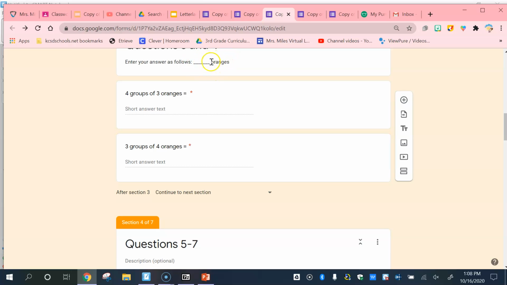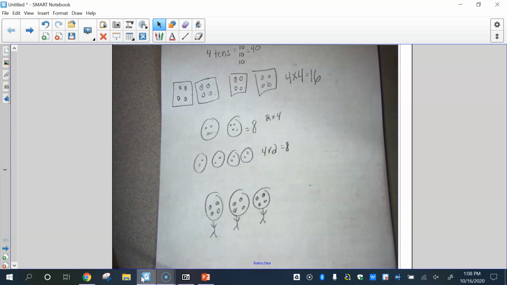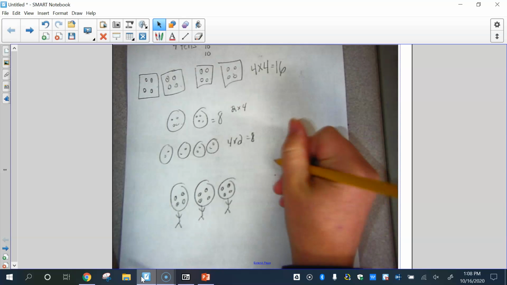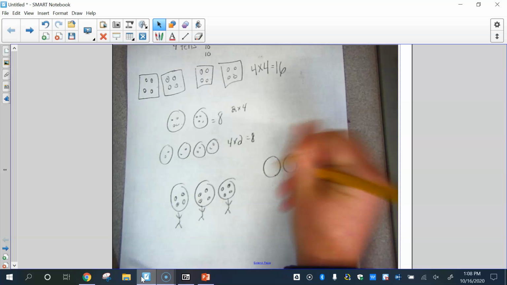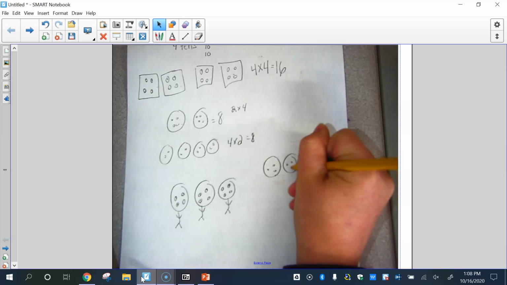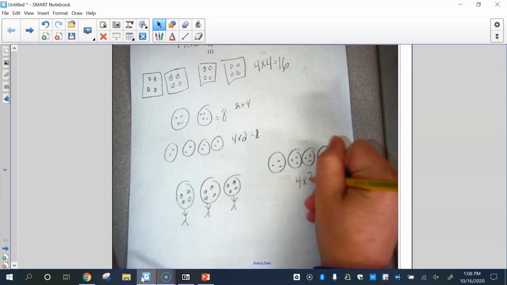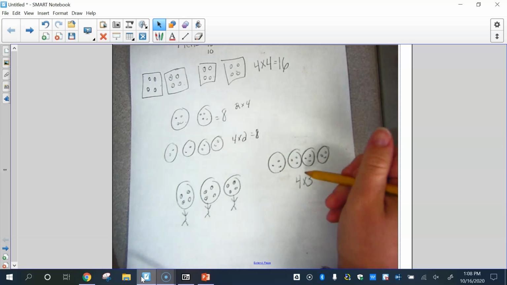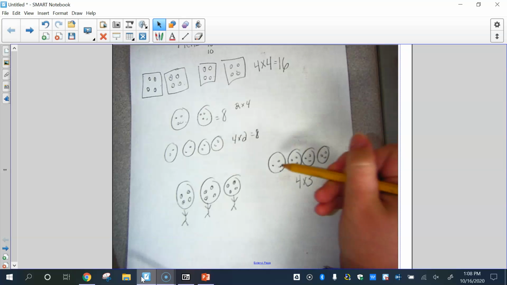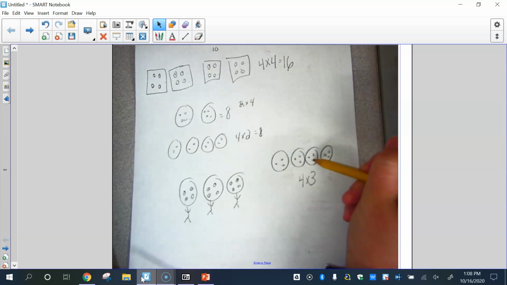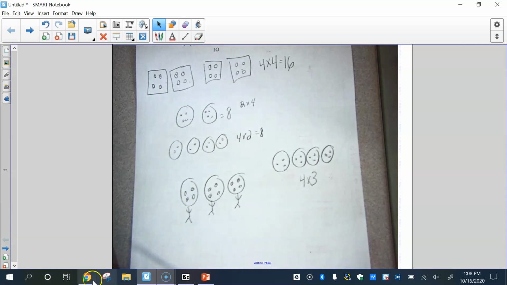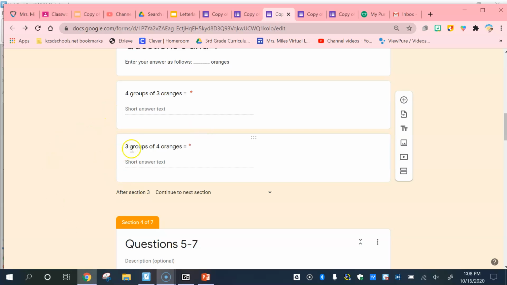So you need to make sure you're answering it just like this. So you're going to put the number, space, oranges. 4 groups of 3 oranges. So there's our multiplication sentence along with our model. So let's count. 3, 6, 9, 12. And same thing, this is 3 groups of 4 oranges. It's just like the commutative property.